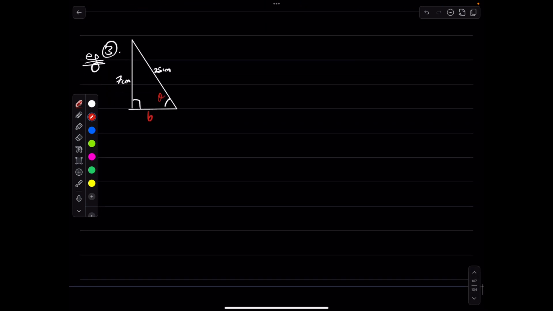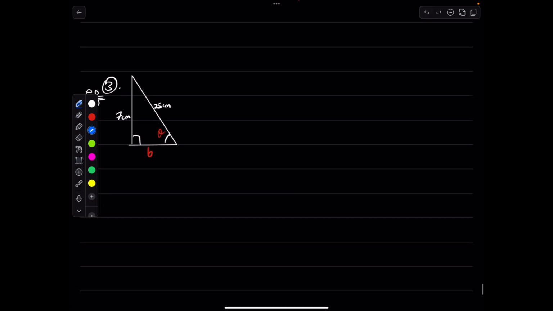Then we have this, where we have to find the base. We'll use Pythagoras theorem yet again. So 25 squared, that is the hypotenuse squared, is equal to base squared plus opposite squared. Simplifying this would give me 576 root, and b turns out to be 24 centimeters.